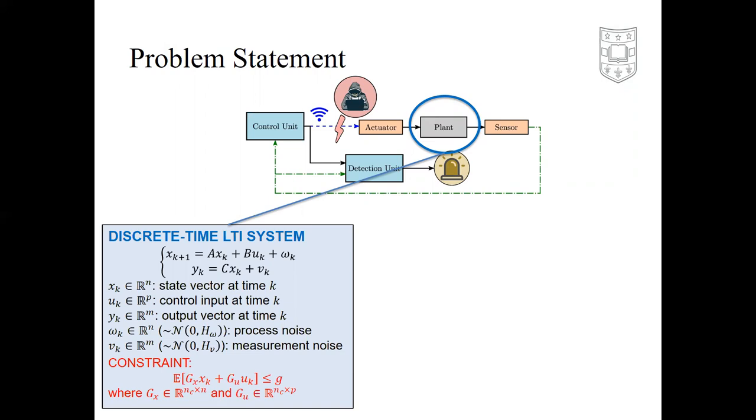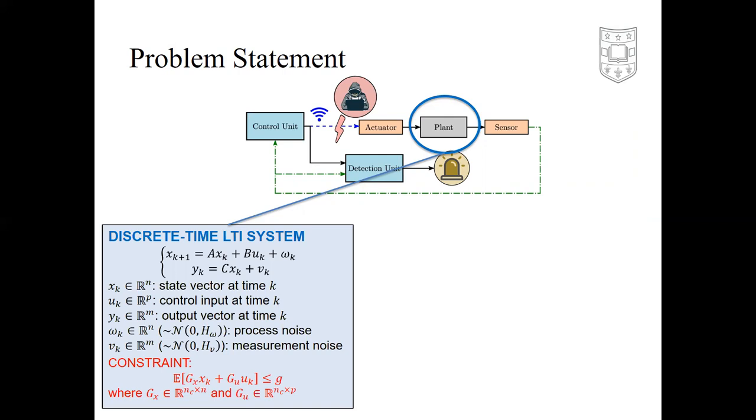And we assume that the pair state and control input is subject to this expectation constraint. Please note that we can also consider chance constraint, but due to page limit in this paper, we only focus on expectation constraints. The PA2 attack on actuator i is equivalent to zeroing the corresponding column in matrix B.